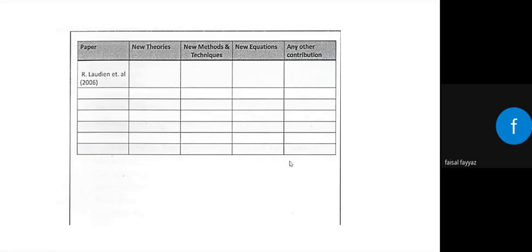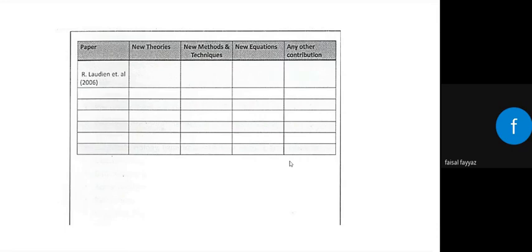This is a small practice for you: prepare a list for each paper, noting new theories, new methods and techniques, new questions, and any other contribution. In this way you make a checklist and can compare different papers. You can explore areas where you can do something, manage yourself as well, and find the more rational areas where your research can produce an optimal outcome.